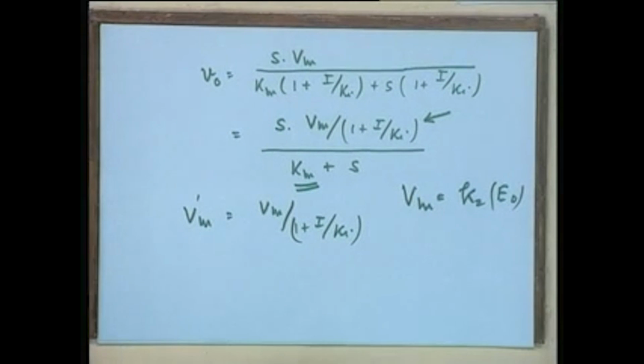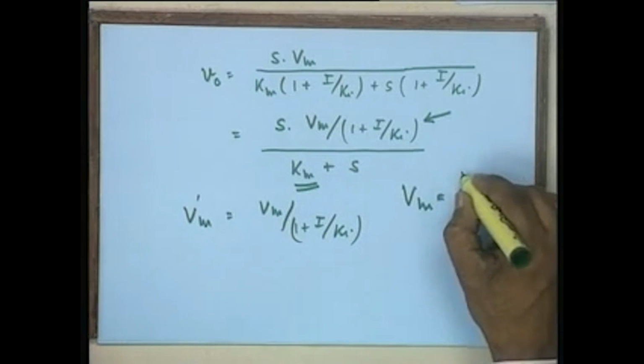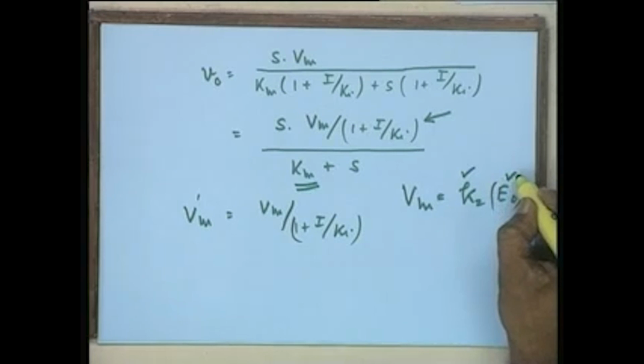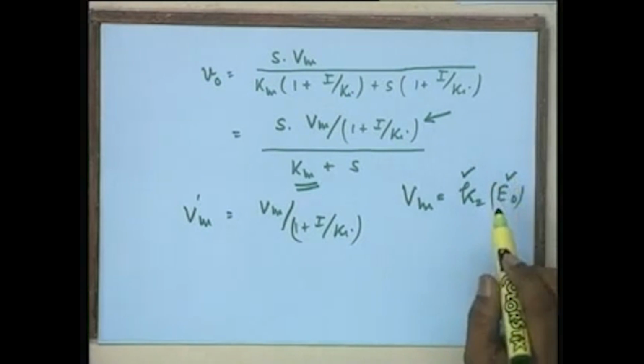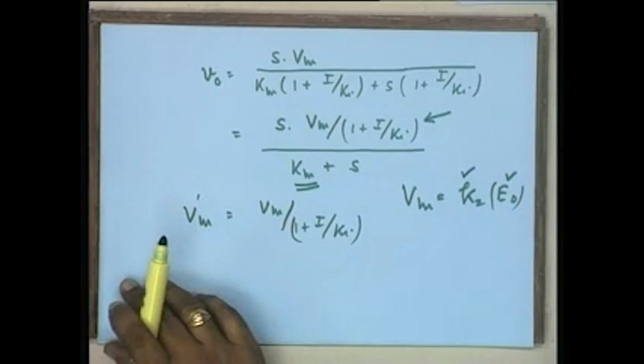Now, here E0 corresponds, in the presence of a non-competitive inhibitor, to that fraction of the total enzyme which is in the form of ES. The ESI complex is functionally inactive, and therefore the k2 is not altered, it is the E0 which is modified or reduced by a factor of 1 + I/Ki.